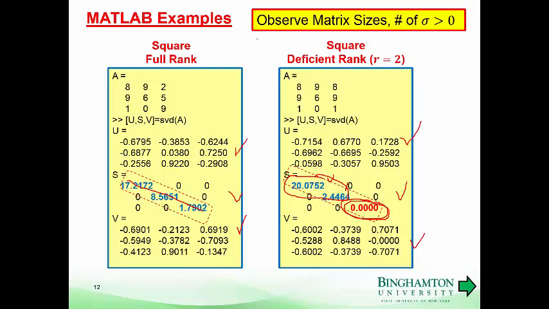So up here I'm telling you to observe the matrix sizes and observe the number of sigma values that are greater than 0. Those are the important things that we're looking at. And the number of sigma that are greater than 0 will tell you what the rank of the matrix is.